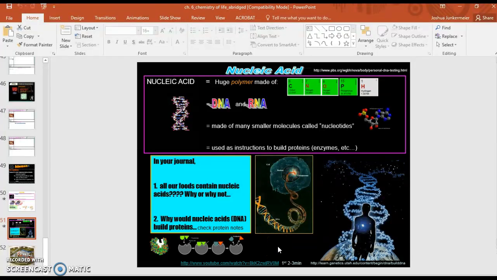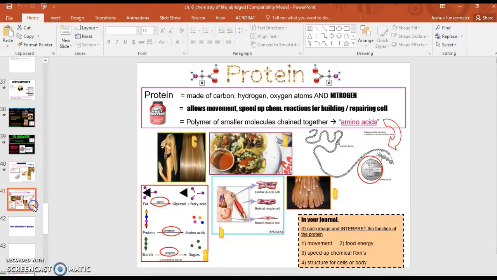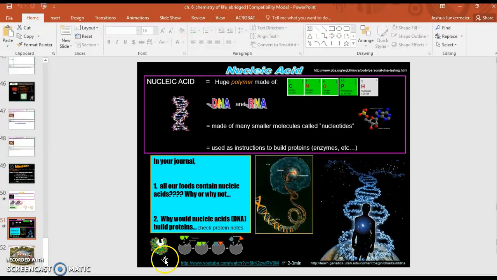All I'd like us to do for this example is to write down the definition, and then in your notebook, I would like you to try to answer number 2, and it says, why would nucleic acids build proteins? So what is the value of a protein? So think about that, and if you get confused, just go back to slide 41, and this will remind you of the different functions of proteins, and then you'll probably have a good guess. And then you would just report on what we've learned already, which is what do proteins do for the body and why would we need DNA to help build them.